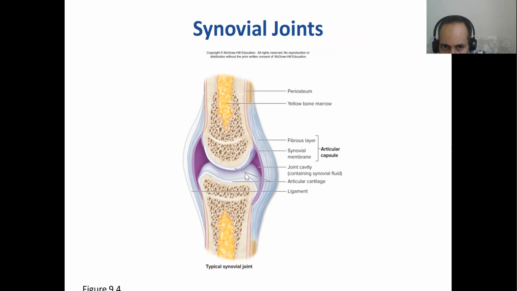Here's some articular cartilage to prevent the bones from rubbing against each other. It's like a protective capping. As you get older, this might get chipped away, and that's when you develop things like osteoarthritis or rheumatoid arthritis or things like that. This is an adult.